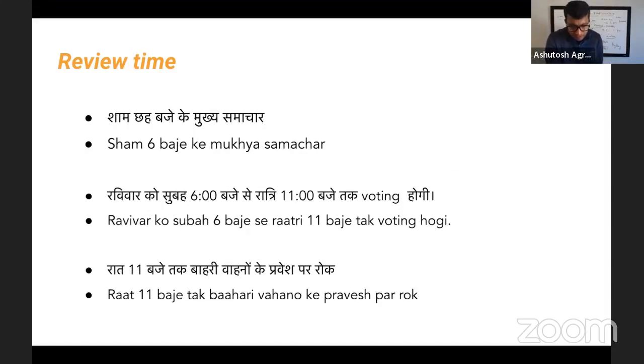Let's see, Veena ji, why don't you do the last one? Raat 11 baje tak bahari vahano ke pravesh par rok. Okay, it's a very complicated one. What are the difficult words for you in this one? Vahano. Okay, Vahan. Elia, what is Vahan? Vehicle. Right. So Vahan is a vehicle, and the plural of that in oblique case is Vahano.